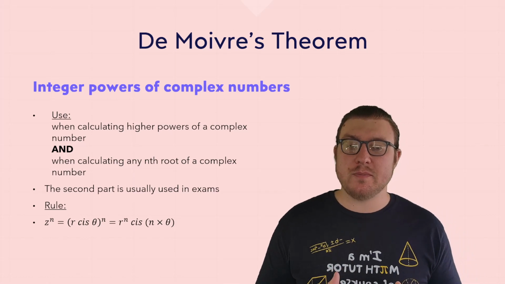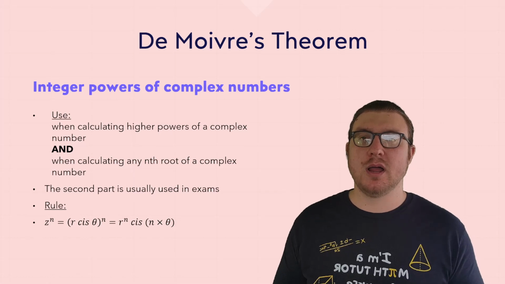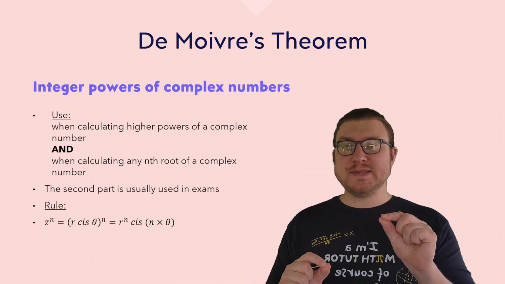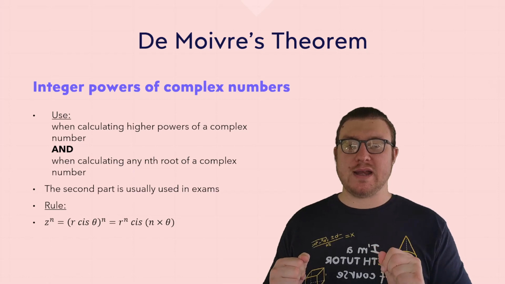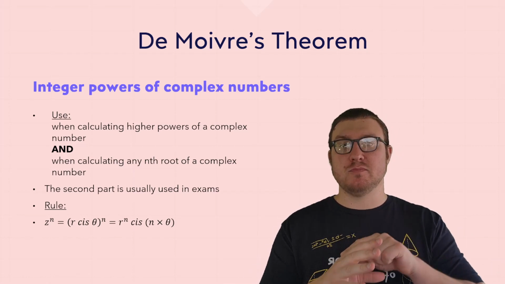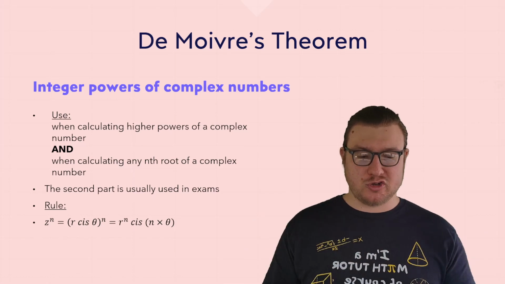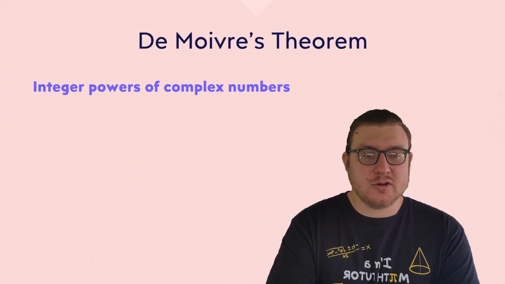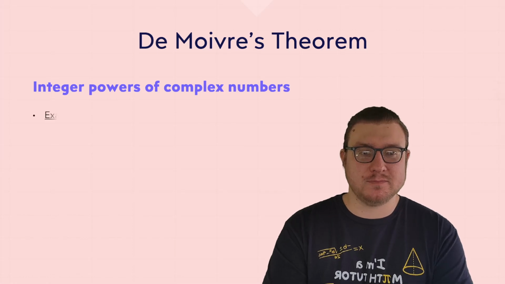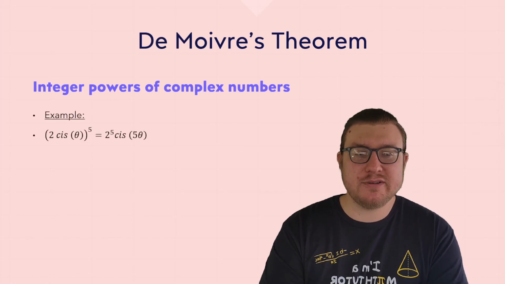As long as you remember this formula, that if you have a power, the modulus keeps the power, so r to the power of n, but the angle is just multiplied by the power, then you're good to go. Try to remember how it works though. Let's just see a very quick example.